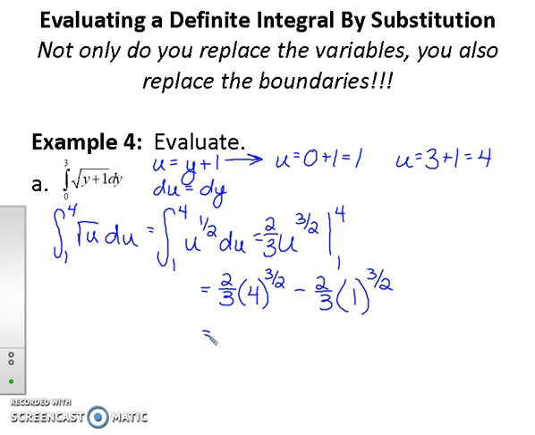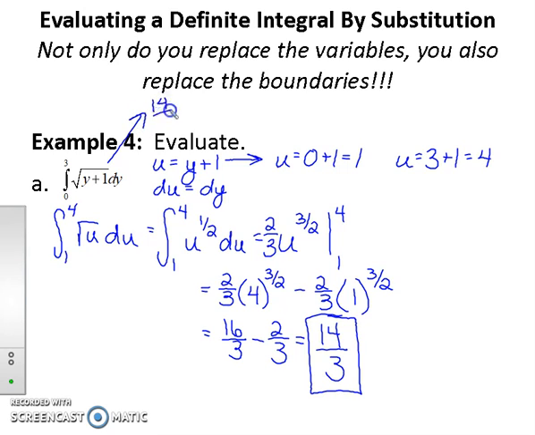So doing to the 3/2, remember the denominators are root. So the square root of 4 is 2. Then 2 cubed is 8. So I have 2/3 times 8, 16/3. 1 to the 3/2 is just 1, so that would give me 2/3 times 1 is 2/3. And so my final answer is 14/3. So the value of this integral is 14/3.